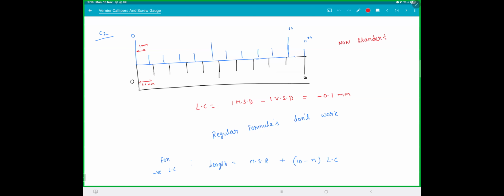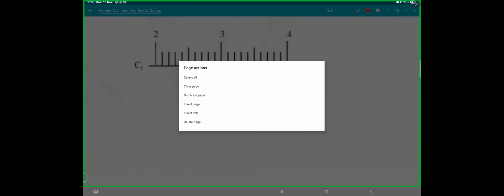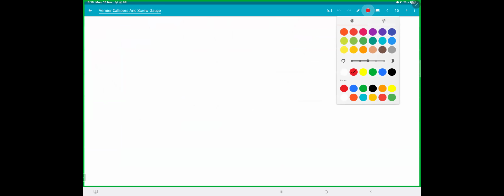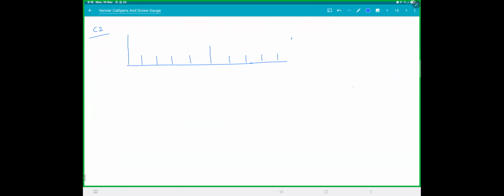So if you actually see, the regular formulas will not work. So how do we use this? If you want to use a regular way, this is how I have to do. Again, you have to go back to scratch. How did we derive the regular formula in the first place? Let's draw this thing. I'm drawing for C2. It's a non-standard one. So if you know how vernier calipers works, you can still do it. But like I said, method 2 is superior.